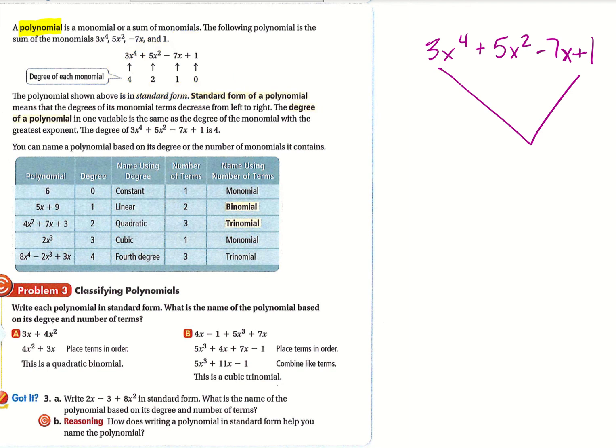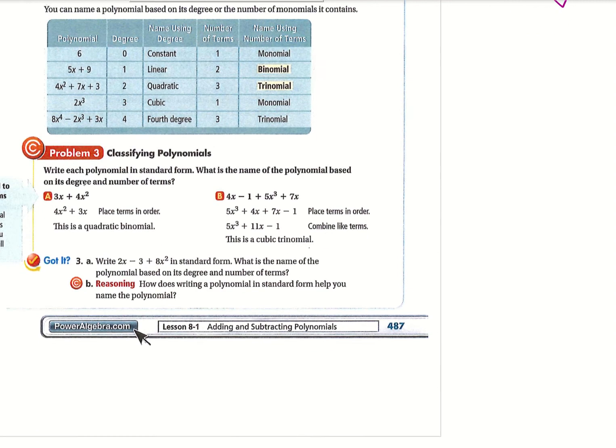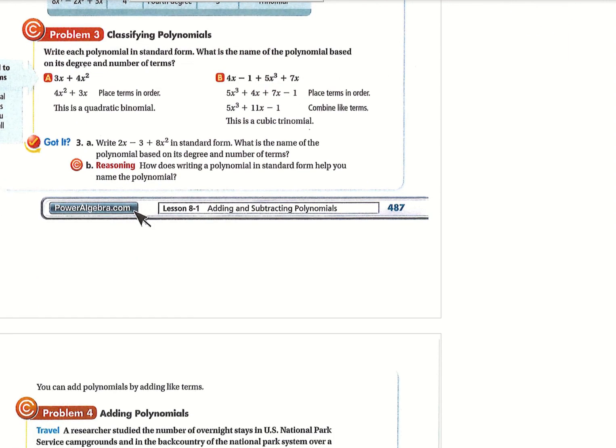This form that they have right here is called standard form. Standard form is basically when we have it where the degrees, sorry, didn't mean to use the highlighter, the degrees are decreasing from left to right. So I guess this one would be 1 and that one would be 0. You can see that those decrease as you move from left to right. That's standard form of a polynomial. So that's pretty much how that one works, and we'll just go ahead and move into problem 3 now. It says to write each polynomial in standard form.